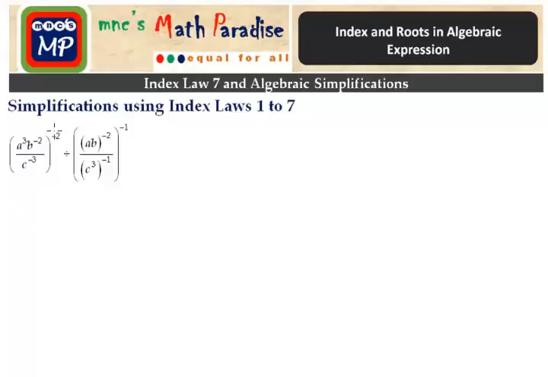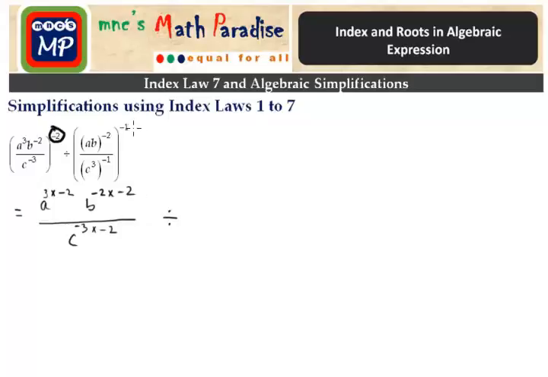Okay, here the scope of this minus 2 power is this numerator and this denominator. That is a to the power 3, b to the power minus 2, and c to the power minus 3. All of them get this power minus 2 as well. So what do we do? We multiply this power with each of the powers within its scope. So it will be a to the power 3 times minus 2, b to the power minus 2 times minus 2, division c to the power minus 3 times this power, then this division.